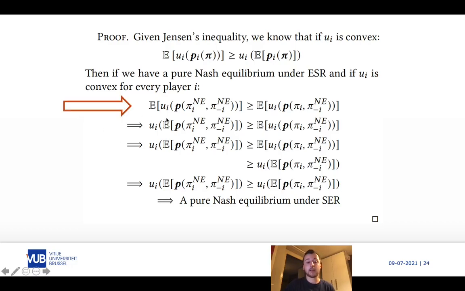Now, then, if we have a pure Nash equilibrium under ESR, and if each utility function is convex, then we can first write again the definition of a Nash equilibrium under the ESR criterion. Then in the next line, we can move this expectation inwards because of lemma 3 that stated that this expectation can be moved inwards. Next, because of Jensen's inequality, we can add actually a last term to this inequality. So we add this term here. And then in the last step, because of this transitive property, we can remove the middle term, and now we arrive at the definition of a pure Nash equilibrium under SER.